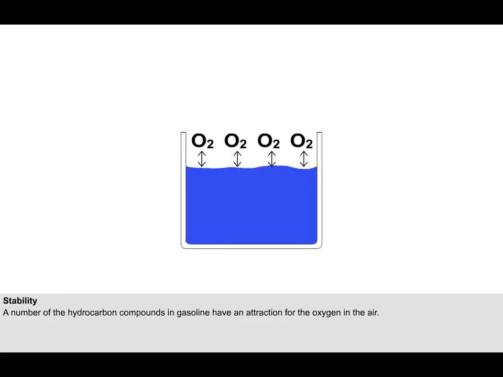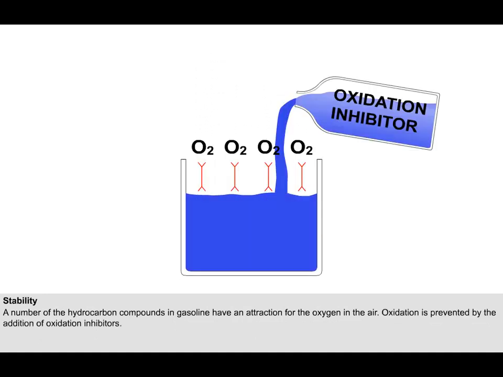A number of the hydrocarbon compounds which are present in gasoline have a considerable attraction for the oxygen in the air. When they come into contact with air, they oxidize and undergo chemical changes to form heavy resinous gummy compounds and corrosive bodies. It is essential that these potentially unstable hydrocarbons are not allowed to oxidize. This is prevented by the addition of oxidation inhibitors to the fuel at the refinery.